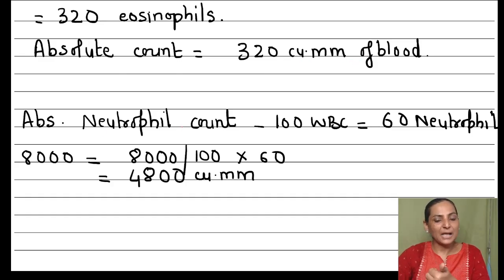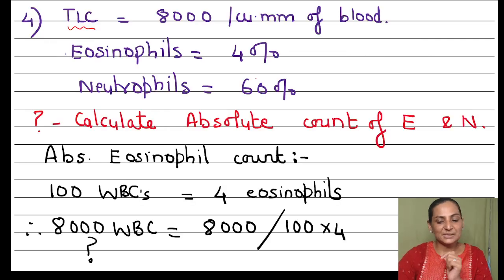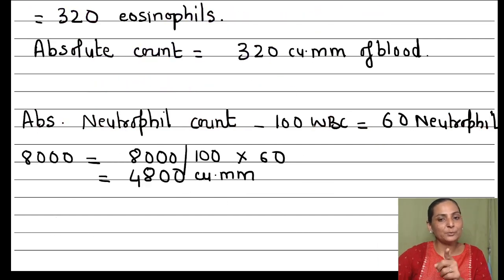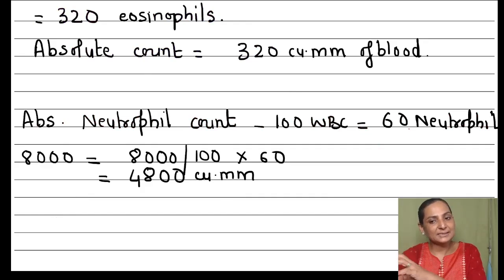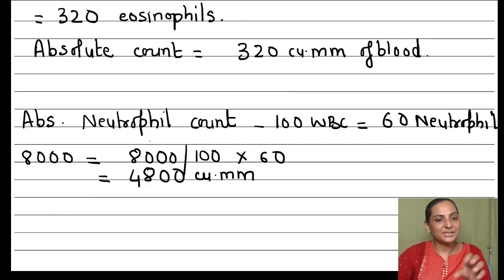Similarly, neutrophils, how much they were given? They were given 60%. That means in 100 WBCs, the number of neutrophils are 60. So how many will be present in the total leukocyte count? That is 8,000 divided by 100 into 60, which comes to 4800 per cubic mm.